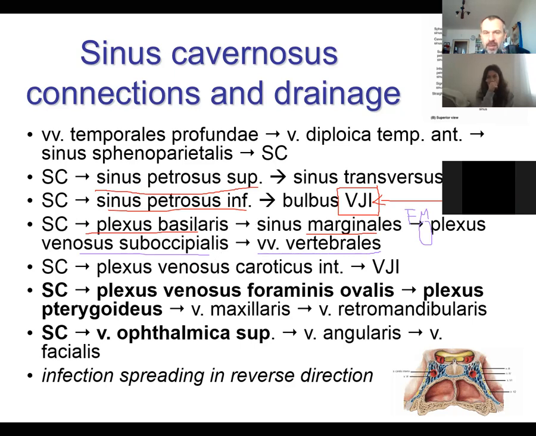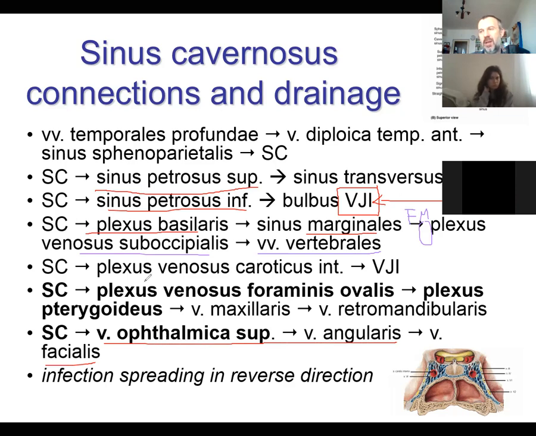Then further ways how to drain the cavernous sinus. It can be drained ventrally via the superior ophthalmic vein to the angular vein, and you know that the angular vein is the terminal branch of the facial vein. And then we have some emissary veins, and you know these from the skull.